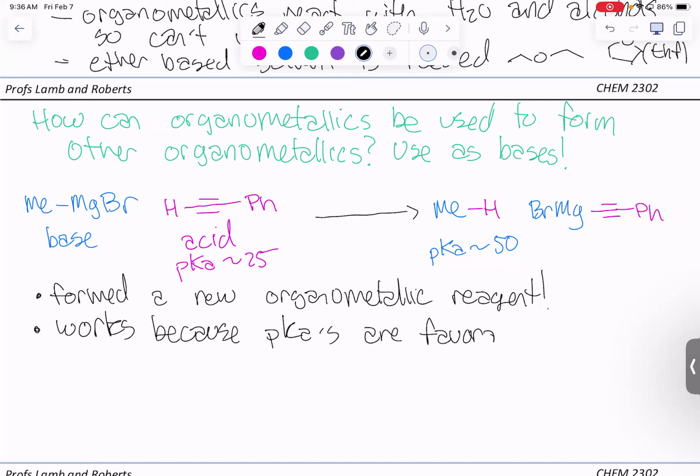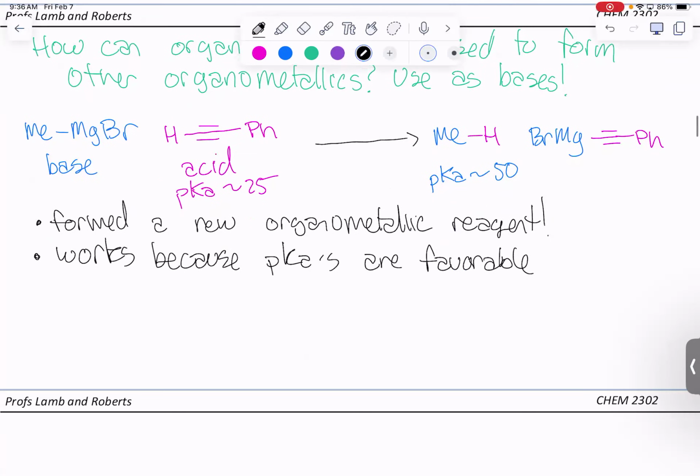So as I said, we always come back to acid-base chemistry, all right? We can't go in the other direction. All right. We can also use other bases. Alkynes are kind of hard to make our organometallic reagents with, so other bases work as well. So we can use sodium amide to make organometallic reagents, and we can use that same phenylacetylide that we have here.